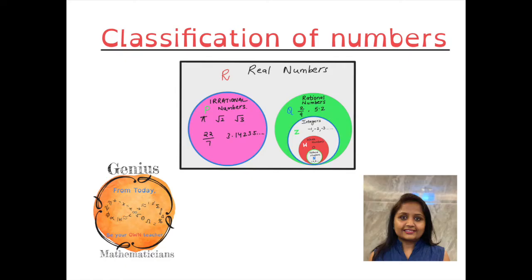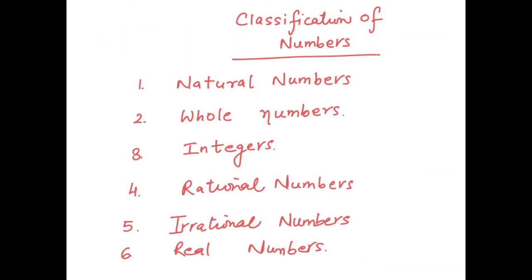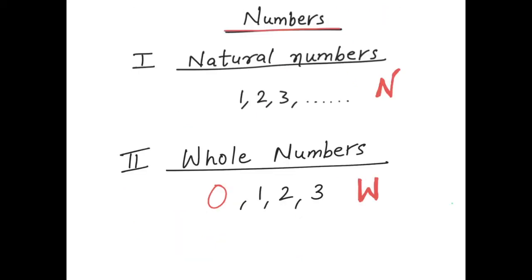So let's get started. You may have heard different types of numbers already, but today I will help you understand what's the difference between all. So, we will talk about natural numbers, whole numbers, integers, rational numbers, irrational numbers, and real numbers.